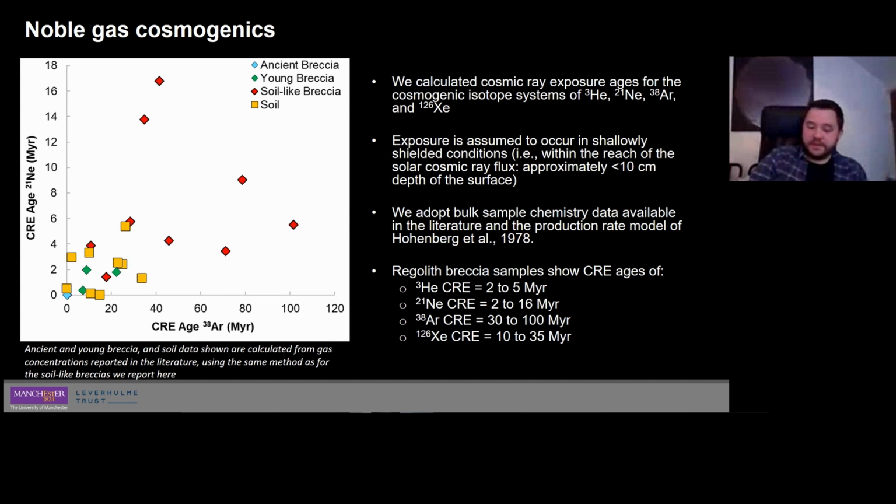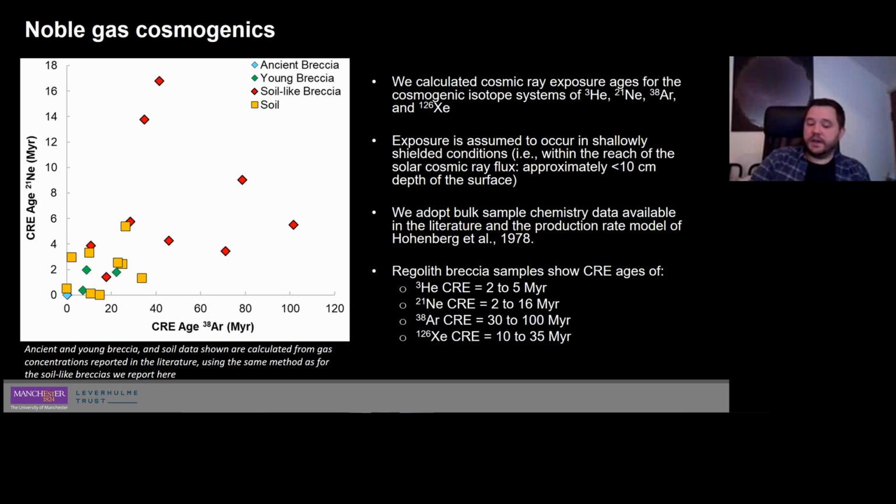On the cosmogenic side of things, we calculated the exposure ages for helium, neon, argon, and xenon. We assume, based on the neon isotopic ratios, that the average shielding depth of each sample resides within 10 grams per square centimetre, which we simplify to 0 grams per square centimetre, so as if they were sat on the very surface of the moon for their entire exposure. We adopt bulk sample chemistry from literature and the theoretical production rate models of Hohenberg et al. 1978, mainly because they include solar cosmic ray production, so account for a better model of exposure on the surface.